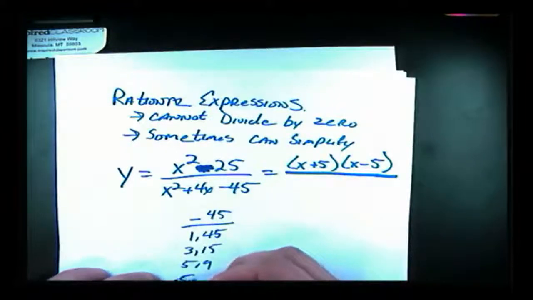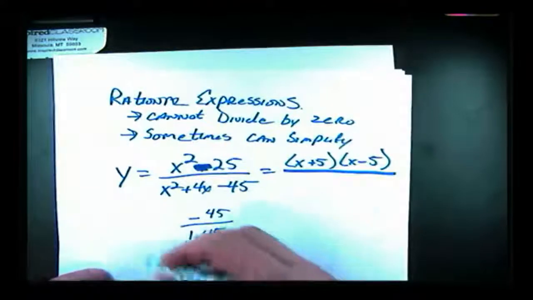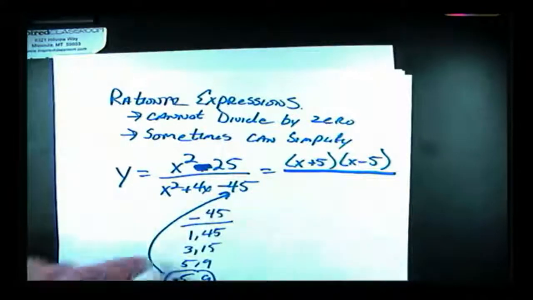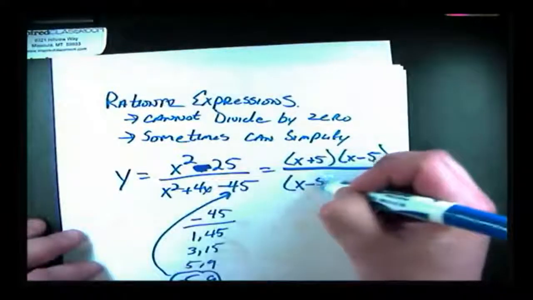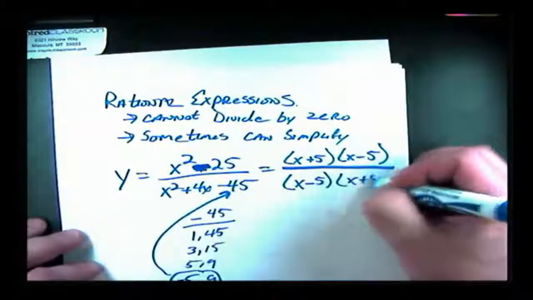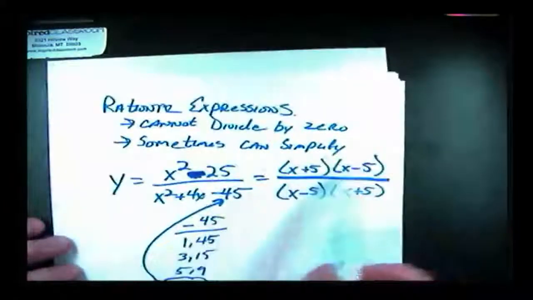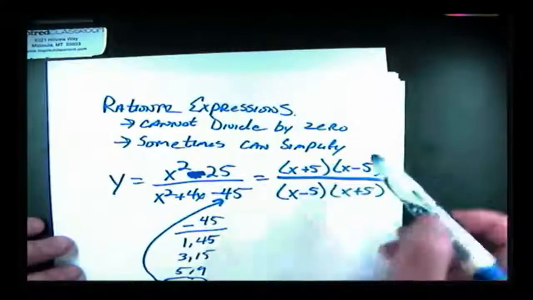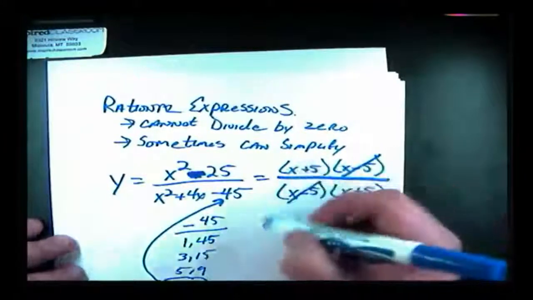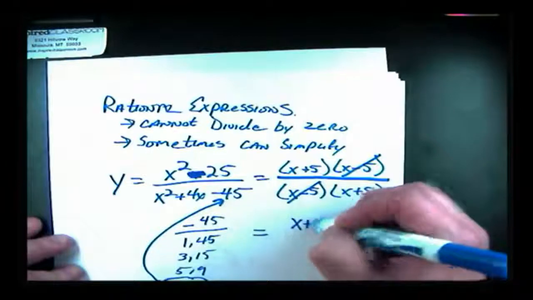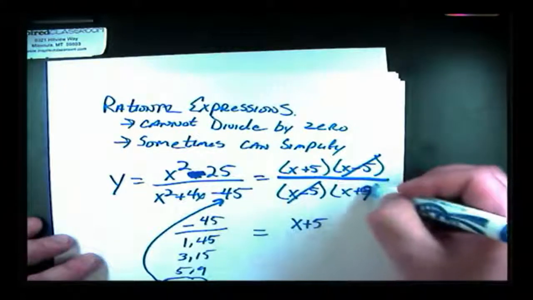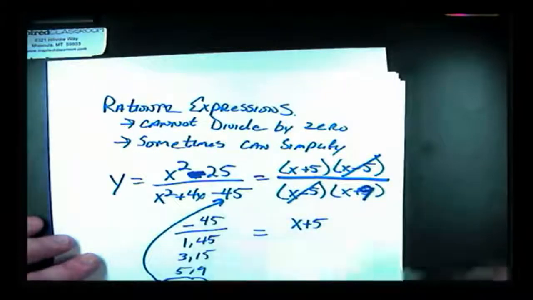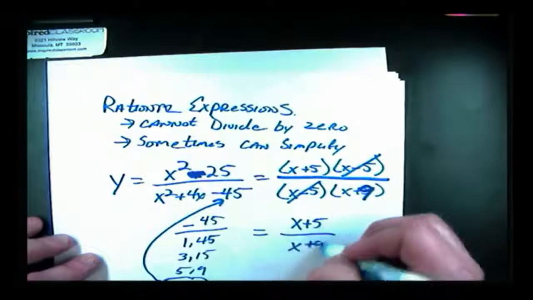negative 5 and positive 9 equal negative 45. And negative 5 plus 9 is positive 4. So this is going to factor into x minus 5, x plus 9. And notice we have two terms here that are similar. So I can get rid of this. And this thing simplifies to x plus 5. Oops, sorry, gosh, I'm messing up a lot today. This is a x plus 5 over x plus 9.